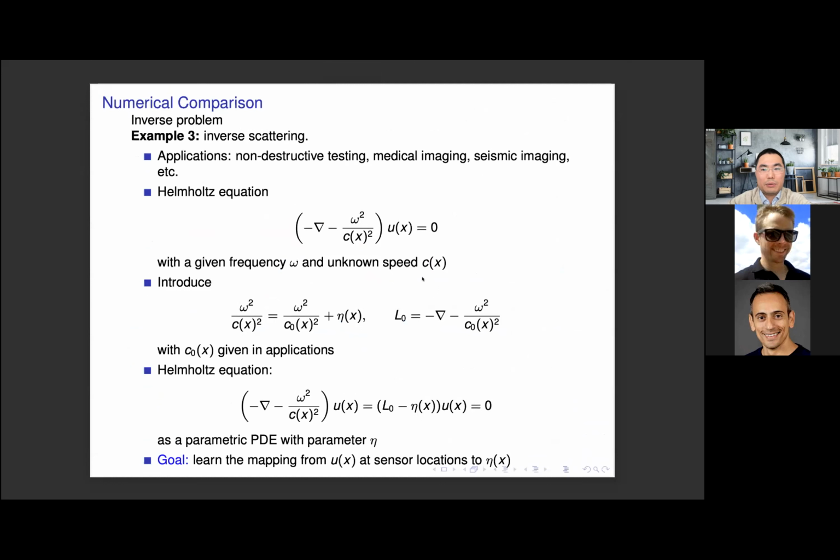What is the boundary of example 3? We put sensors around the boundary of the solution U. So we assume that we know the solution U at the boundary of the domain, and we want to get the information of eta.